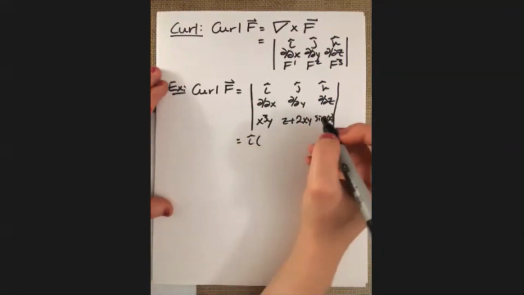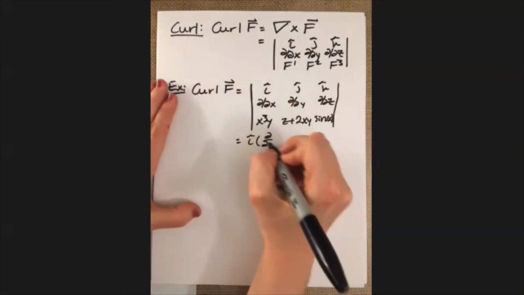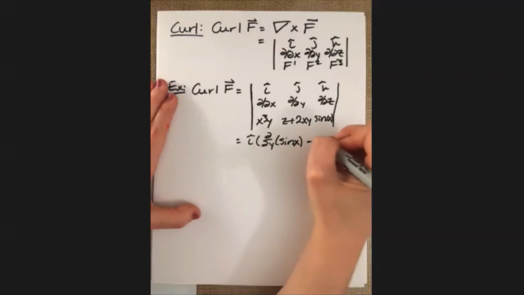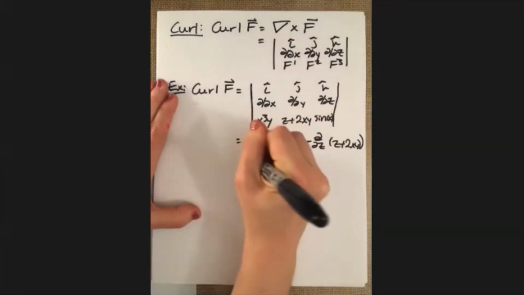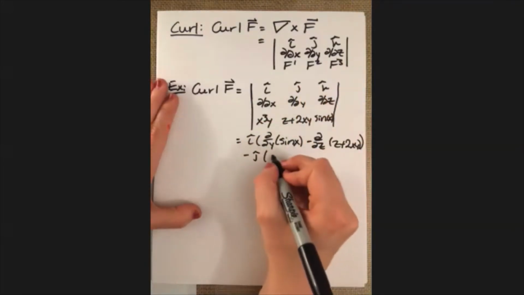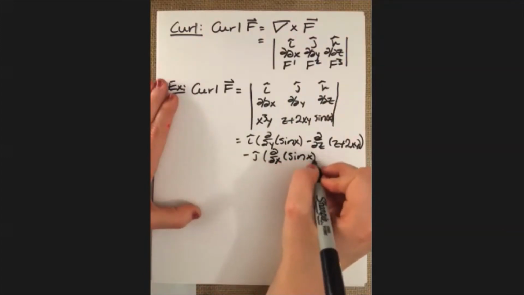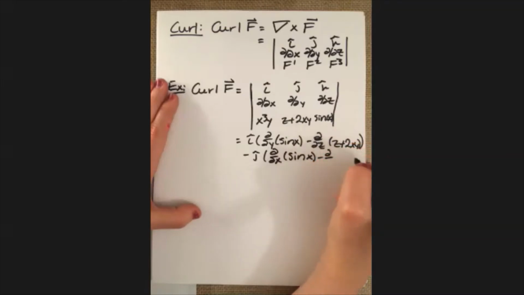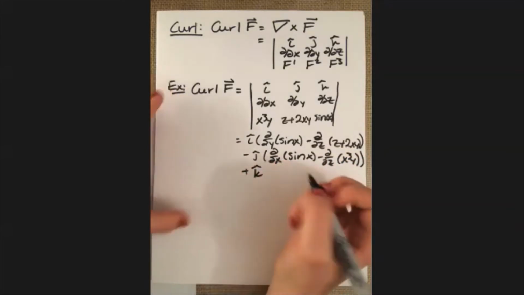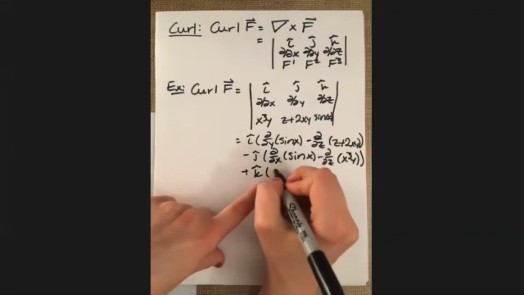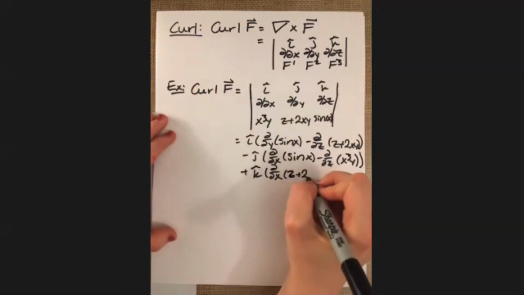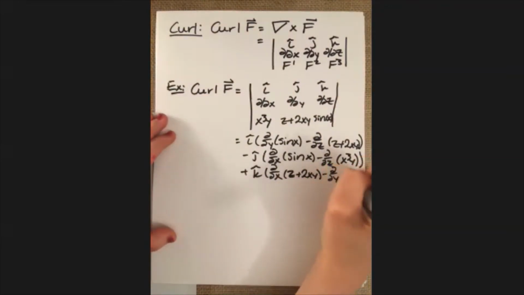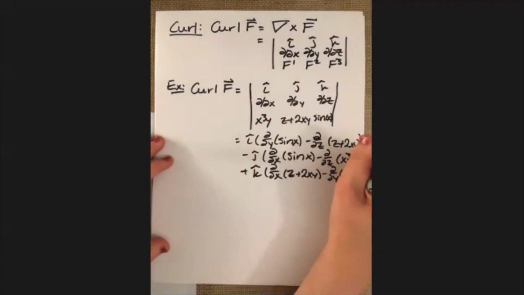That gives you i hat times partial with respect to y of sine x minus partial with respect to z of z plus 2xy, and then minus j hat times partial with respect to x of sine of x minus partial with respect to z of x cubed y, and then plus k hat times partial with respect to x of z plus 2xy, and then minus partial with respect to y of x cubed y.